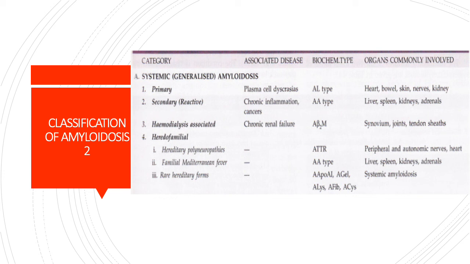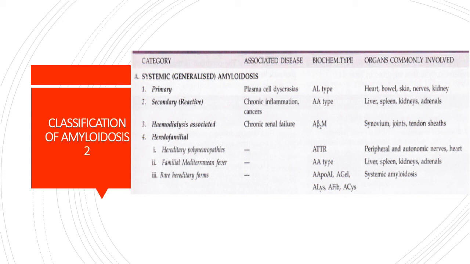AL type it is heart, bowel, skin, nerves, and kidney. And in case of AA type it is liver, spleen, kidneys, and adrenals. So basically, all the organs are involved. Hemodialysis associated amyloidosis would be in the background of chronic renal failure, which you already learned, A beta 2 microglobulin, where the amyloid can be seen deposited in synovium, joints, and tendon sheaths.